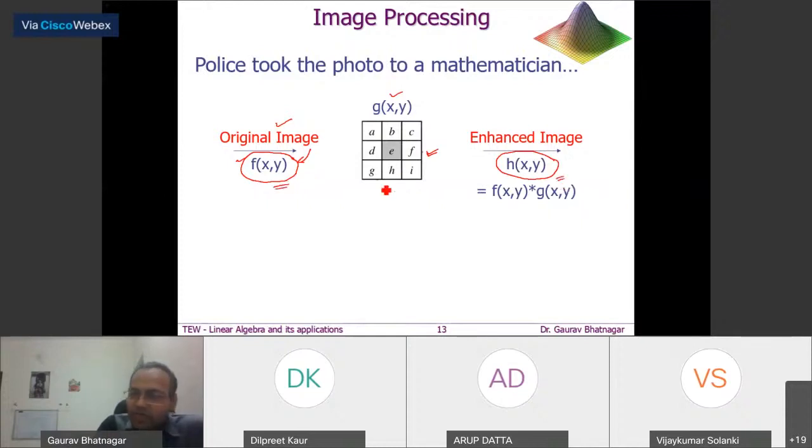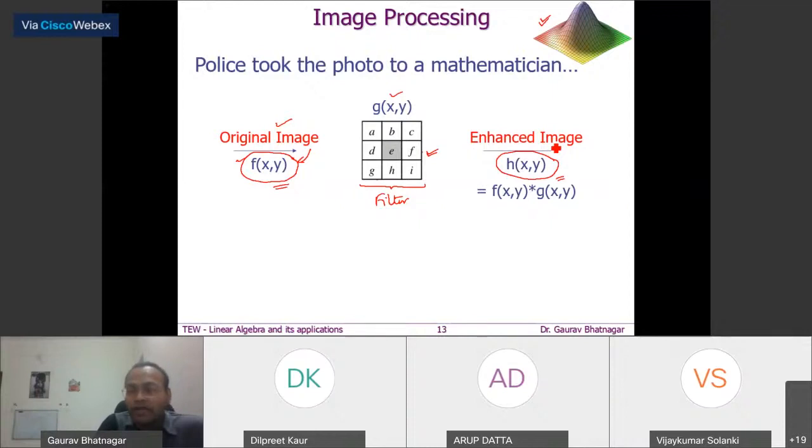Now, what is this particular matrix? This particular matrix is called the filter from the image processing point of view. A filter is nothing but a collection of some numbers which comes from a distribution. So now, if you know that there is a blur in the image, you will try to identify what the distribution of that particular blur is.